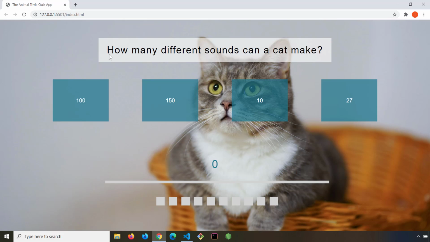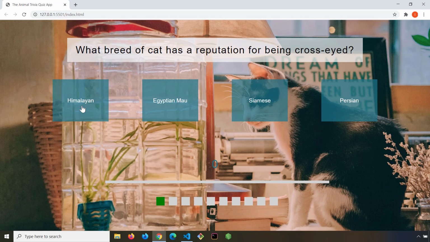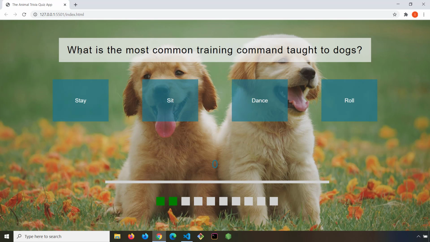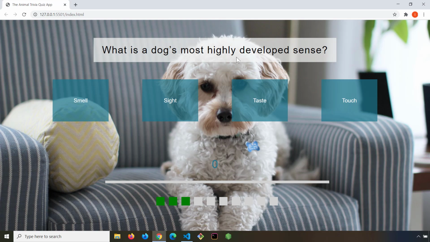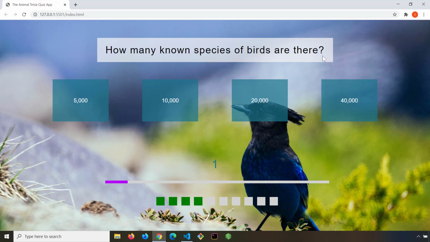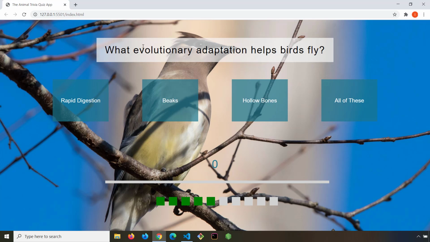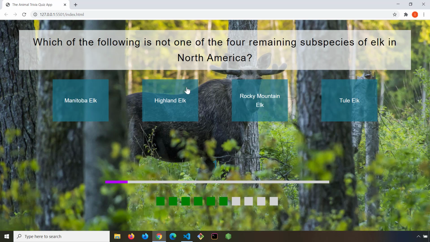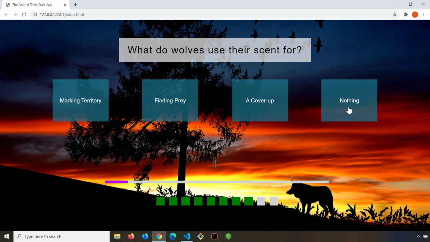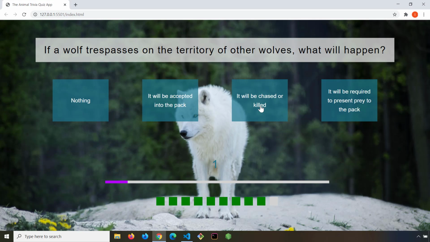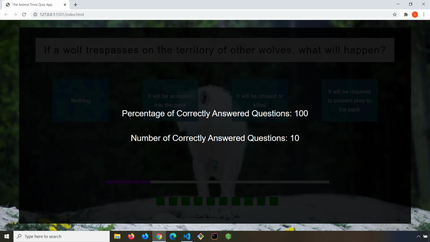Of course. So how many different sounds can a cat make? 100. Reputation, Siamese. Most common training command, sit. Dog, most highly developed sense. Of course, for wolves, it is smell. So for dog, it should be smell. How many different species of birds are there? 10,000. All of these, we have Highland elk, of course, calf, marking territory, and it will be chased or killed. We can see that percentage of correctly answered questions is 100, number of correctly answered questions 10. I am really smart, okay?